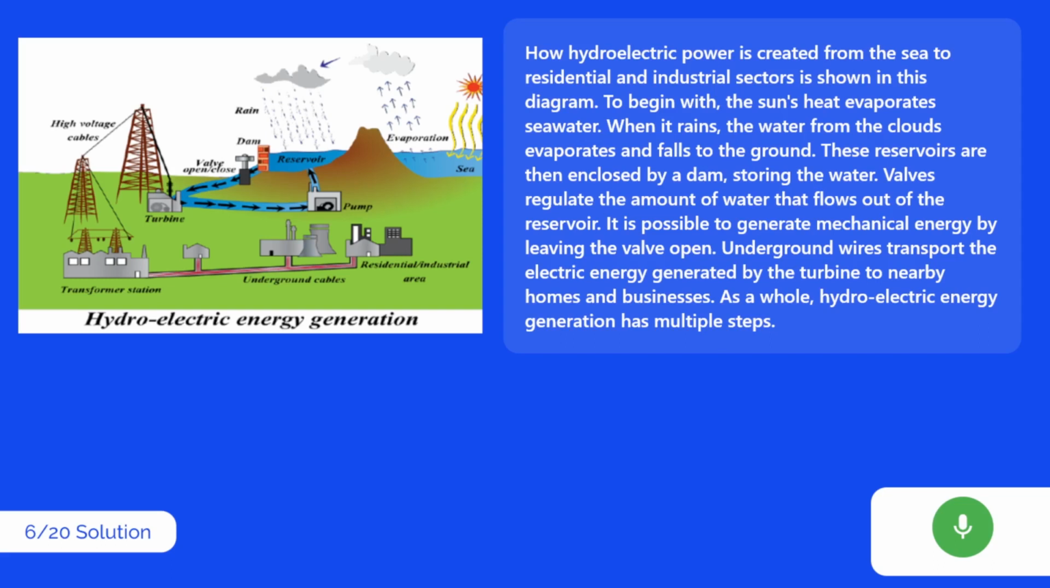Valves regulate the amount of water that flows out of the reservoir. It is possible to generate mechanical energy by leaving the valve open. Underground wires transport the electric energy generated by the turbine to nearby homes and businesses. As a whole, hydroelectric energy generation has multiple steps.